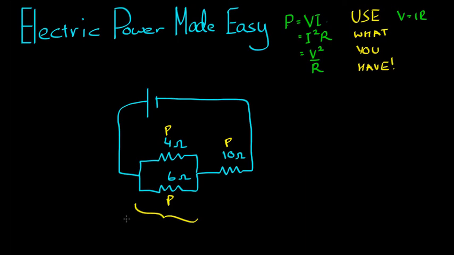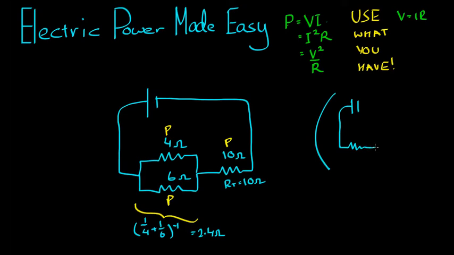The total resistance of this parallel section is equal to 1 on 4 plus 1 on 6, to the power of negative 1, which is 2.4 ohms. And the total resistance of this part here is equal to 10 ohms. So we can model this circuit as just two resistors in series.